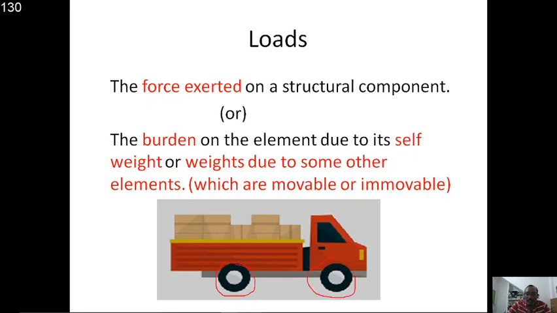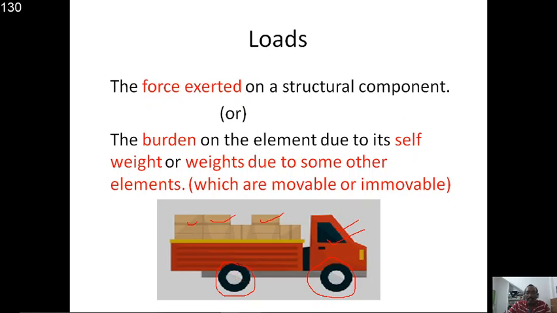This wheel is under pressure due to these loads: the weight of the body of the truck, the weight of the driver, the weight of the load packages, or any material which is kept in the empty space of the truck. Those weights are to be borne by the wheels only. How are the wheels going to bear them?